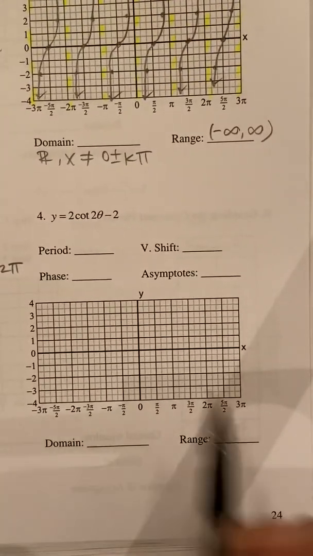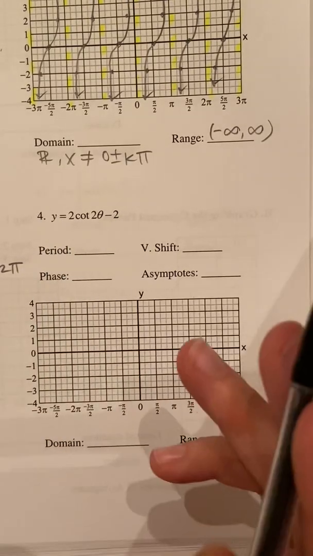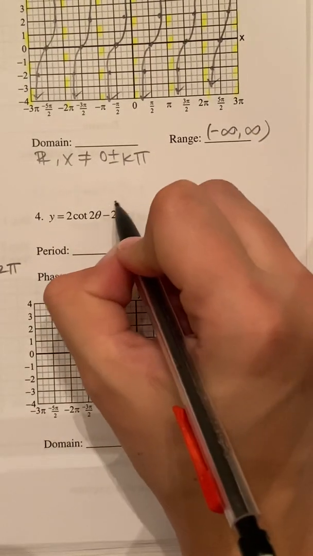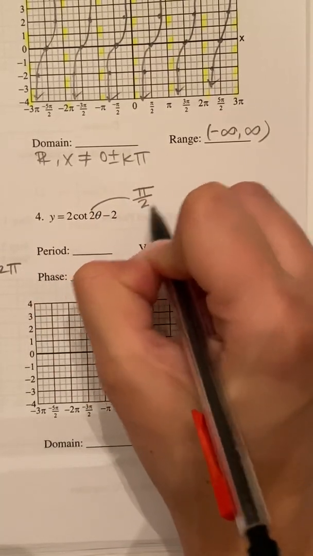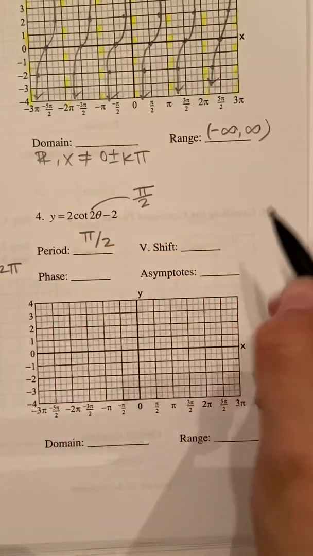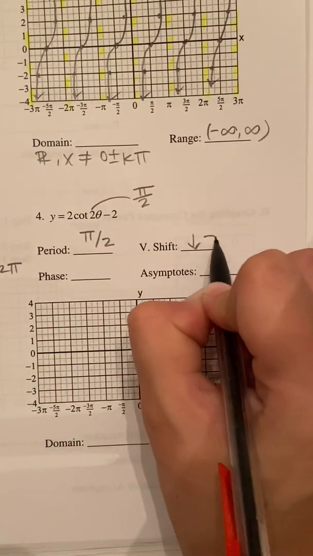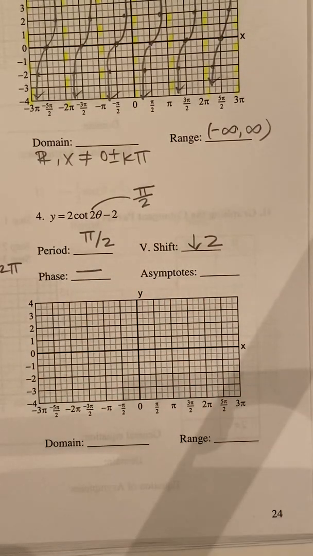Cotangent. So we got a lot going on. We got a period change, we got a vertical shift, we got an amplitude. So my period, pi over b, so that's just pi over 2. So this period got smaller. Vertical shift is down 2. There's no phase shift. We'll do this later.